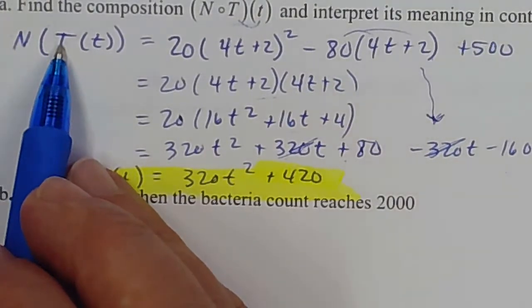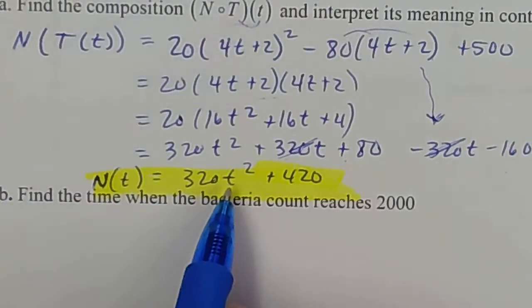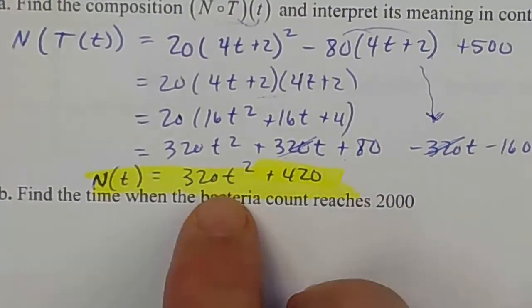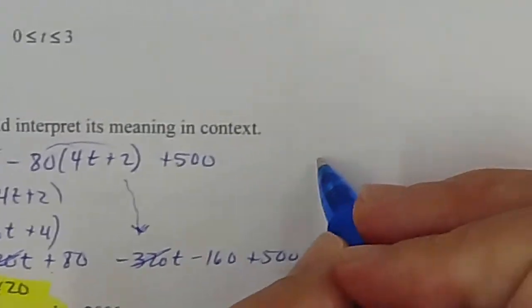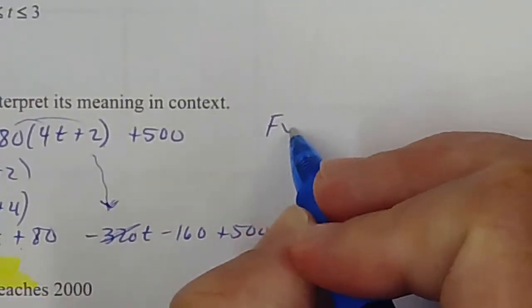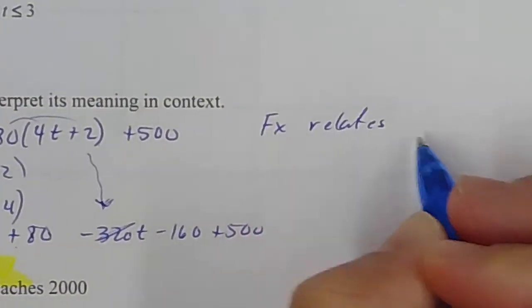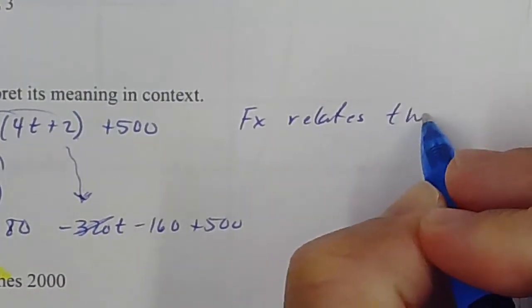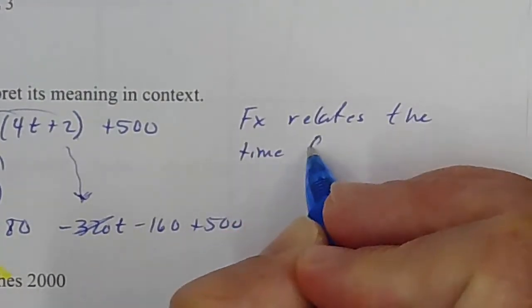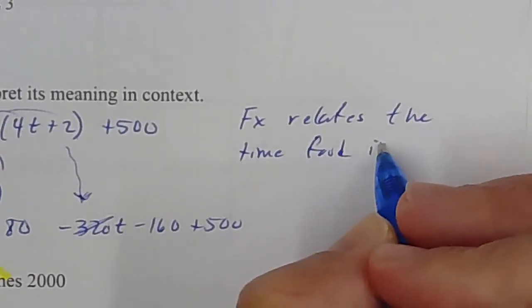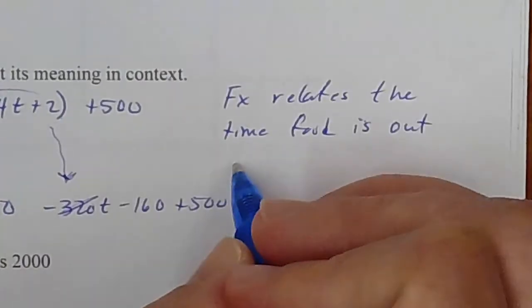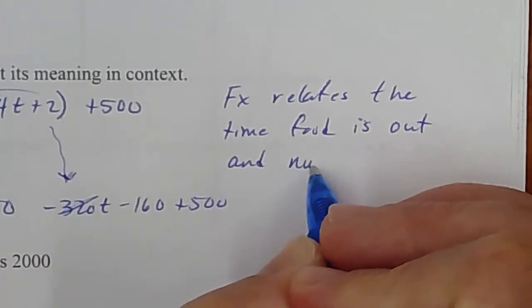We're skipping that process of temperature. This now relates lowercase t, the time that the food has been taken out of the refrigerator, and the number of bacteria. So when it says interpret the meaning, that's what they're talking about. Writing down exactly what I just said. So the function relates the time food is out and number of bacteria.